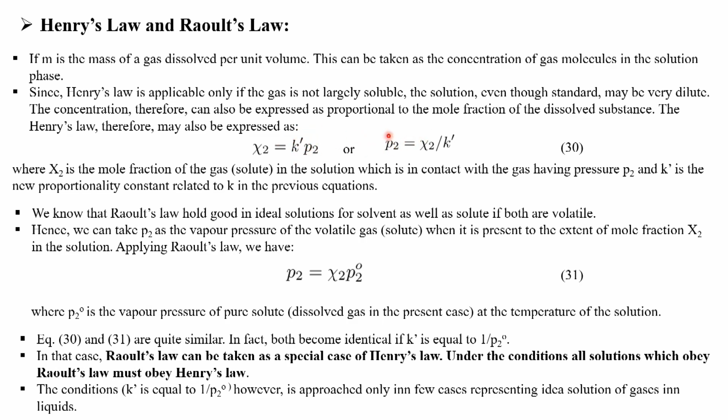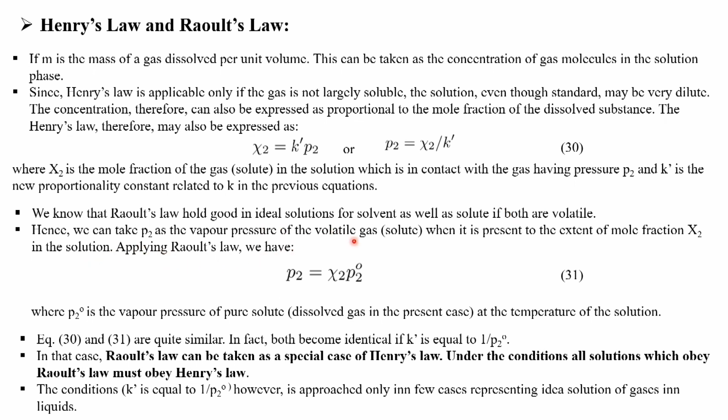So we get P2 is X2 by K prime, where X2 is the mole fraction of the gas or solute in the solution which is in contact with the gas having pressure P2, and K prime is the new proportionality constant related to K, Henry's constant in the previous equation. We know that Raoult's law holds good in ideal solutions for solvent as well as solute if both are volatile. Hence, we can take P2 as the vapor pressure of the volatile gas or solute when it is present to the extent of mole fraction X2 in the solution.